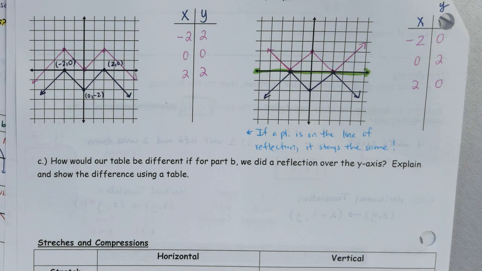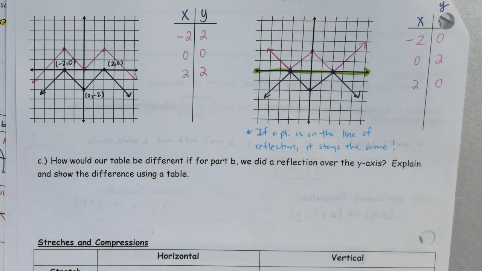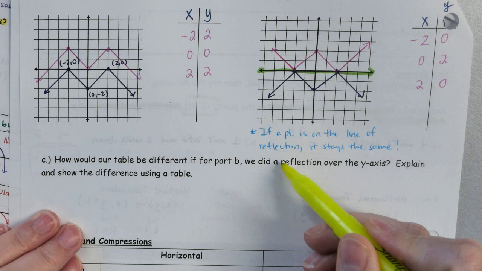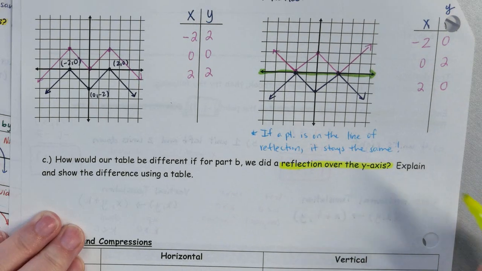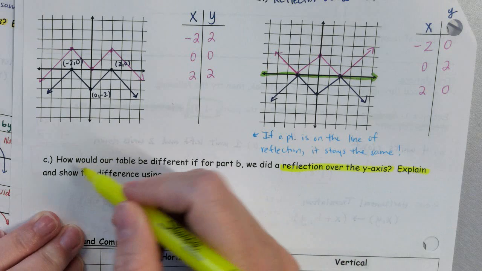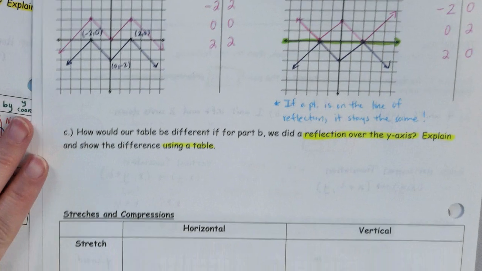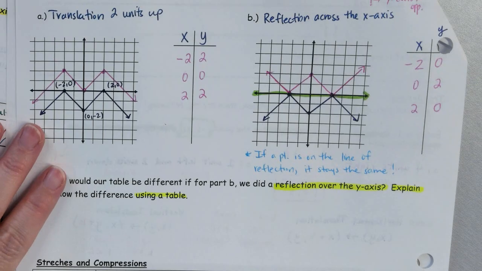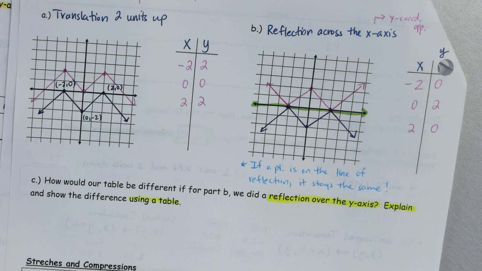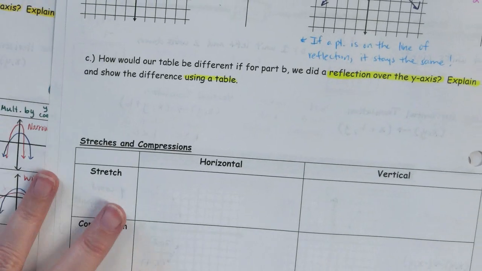Okay, so for C, it's asking how would our table be different if for part B we did a reflection over the y-axis. Okay, and then it says explain and show the difference using a table. Okay, so we have to do an explanation, and then we also have to use a table. So, do you guys need any more time for this part? Good. And really, I'll ask you guys that, and if you do need it, say something, and if you're good, just don't say anything like you just did.